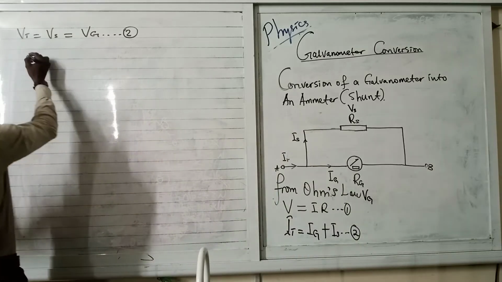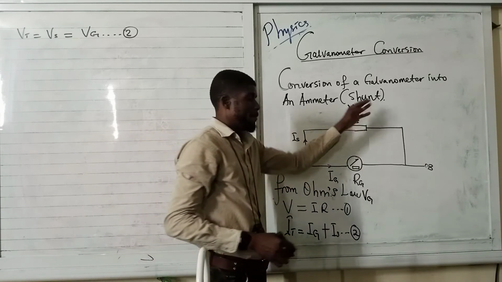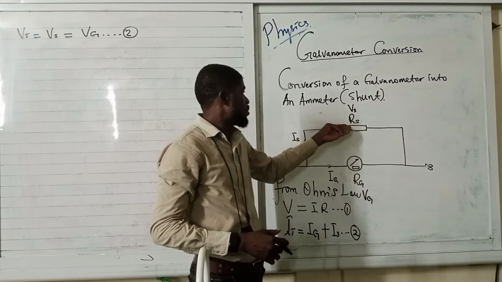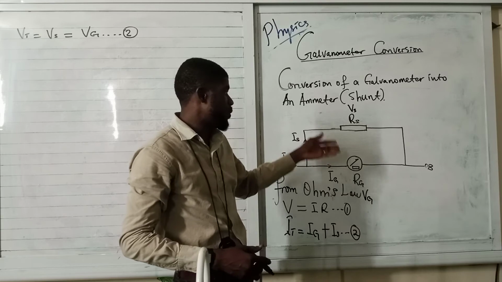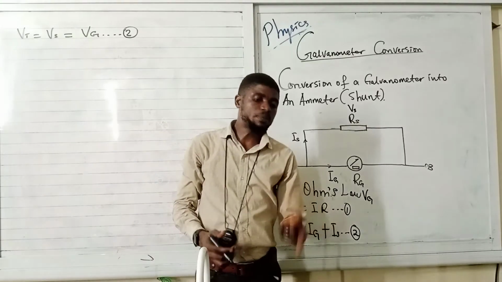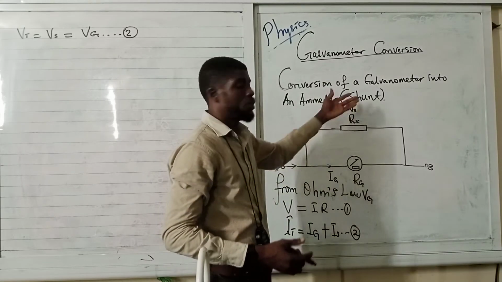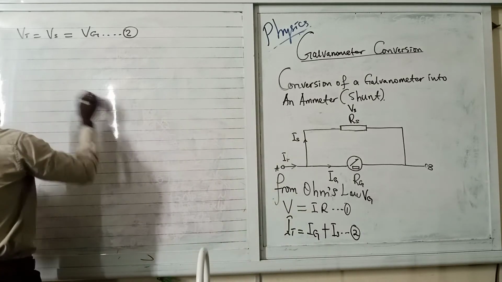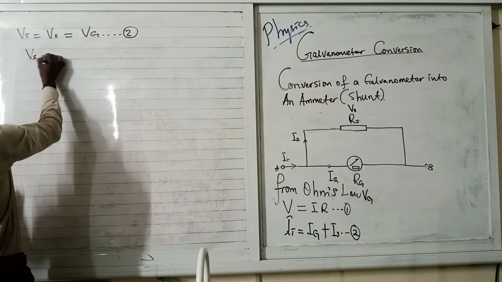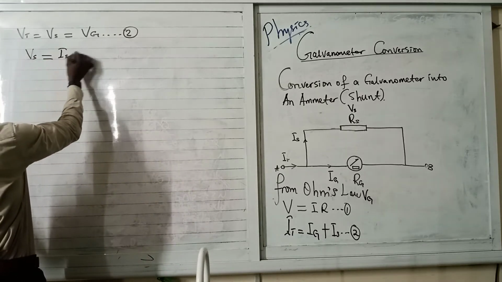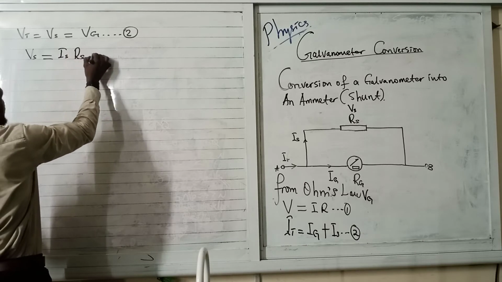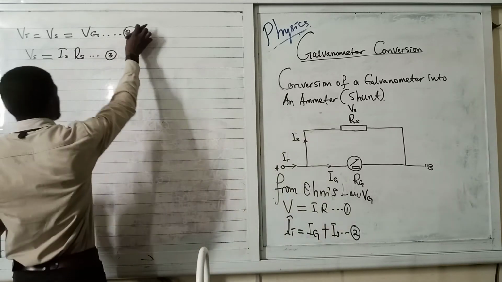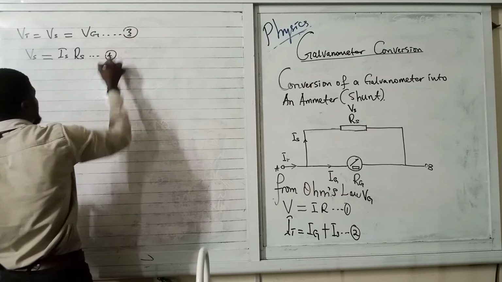From Ohm's law, we want to generate the equation for the shunt, because there are times the examiners will ask you to calculate the value of the resistor that is connected in parallel with the galvanometer to make it behave like an ammeter. They are simply asking you to calculate the shunt in the circuit. So we are going to customize equation number 1 right now. We say that Vs is equal to Is times Rs. Call it equation number 3. This is equation number 3, and this is equation number 4.